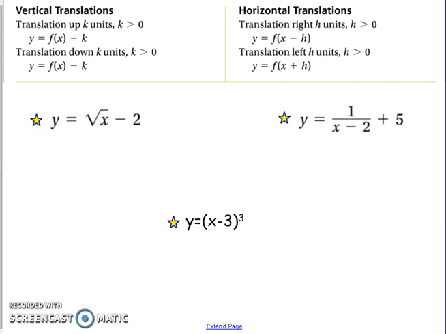Horizontal does opposite. So if we look at these functions, you have the square root of x minus 2. So the parent function is the square root of x, and this minus 2 is outside. So this is going to move it down 2. The next function, the parent function, would be 1 over x. So this minus 2 is technically on the inside, so that would be a horizontal. And since it's minus, it's really going to go to the right. So this is going to go right 2. And this 5 is on the outside, so that's going to go up 5.